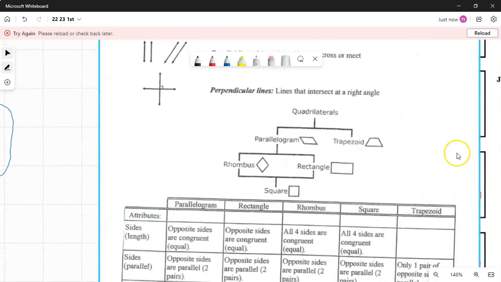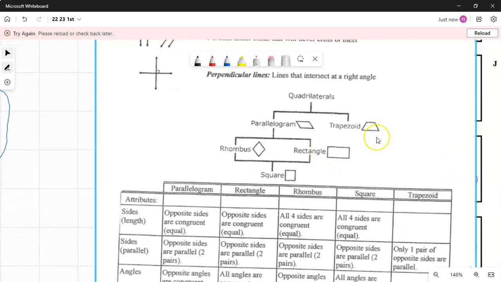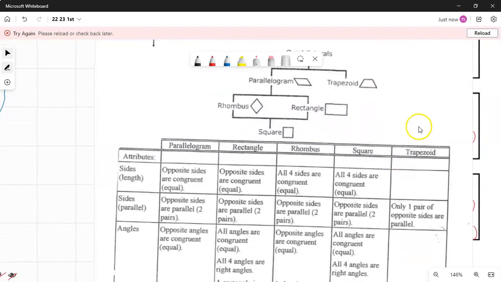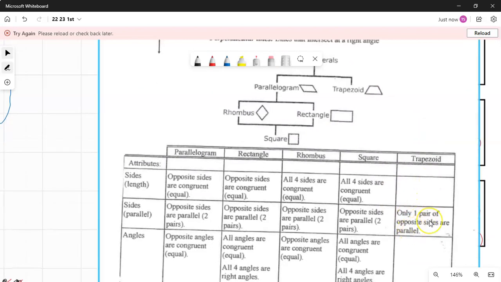Okay, and this is like a flow chart for quadrilaterals. Quadrilateral is any four-sided shape, any four-sided polygon, we say. And a trapezoid is a type of quadrilateral because it has four sides and they're straight and it's closed. But it only has exactly one set of parallel sides right here. Only one pair of parallel sides. And a parallelogram has two sets of parallel sides.